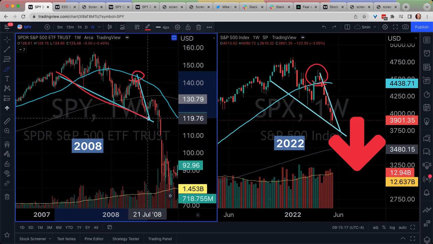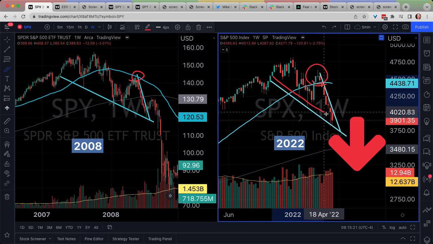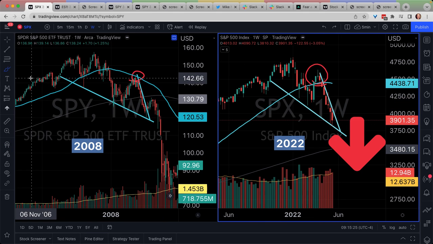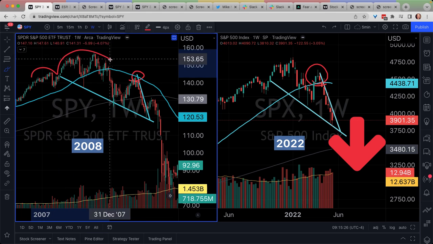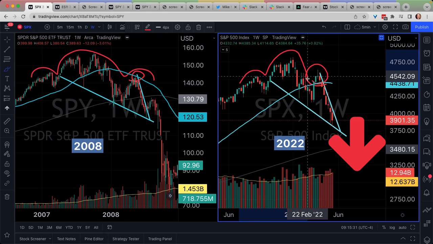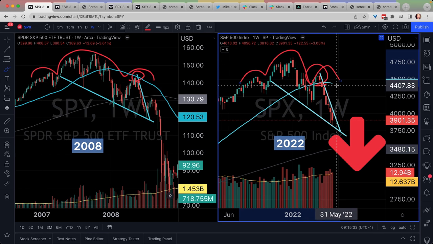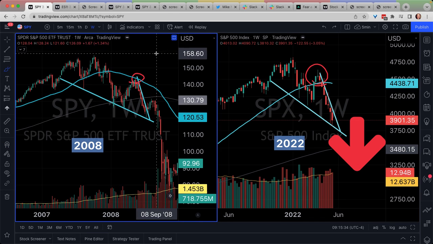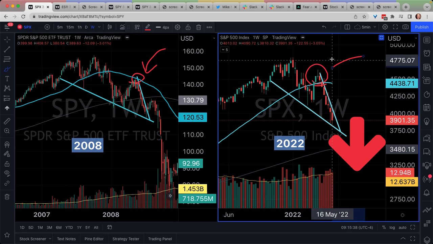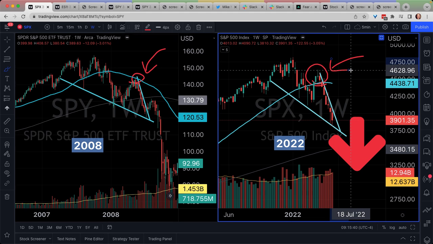I'm talking about the falling wedge right here. We have a falling wedge in 2008, and we have a falling wedge happening in 2022. What's very notable is that we also have a head and shoulders pattern where we reject off the right shoulder, the exact same thing we have setting up here in 2022. I would also note a very important area right here where we reject off the 50 weekly moving average.